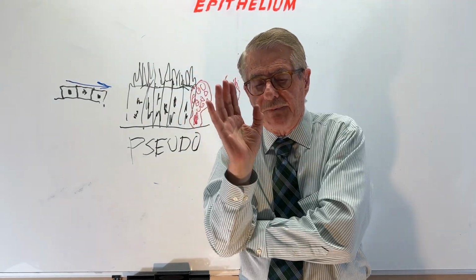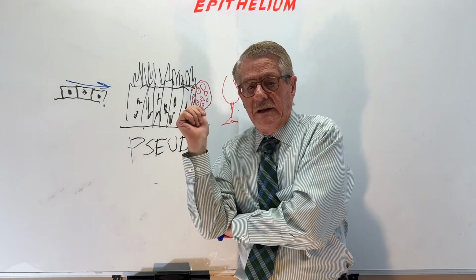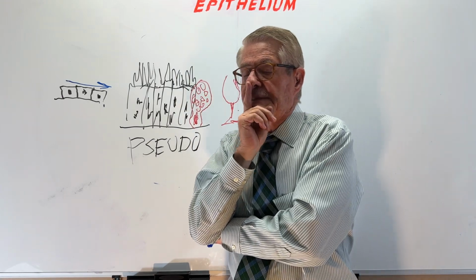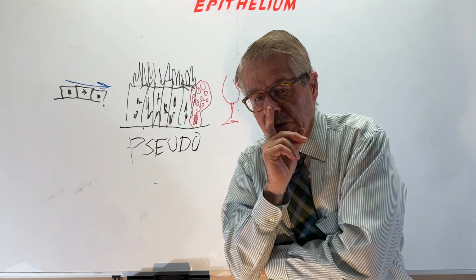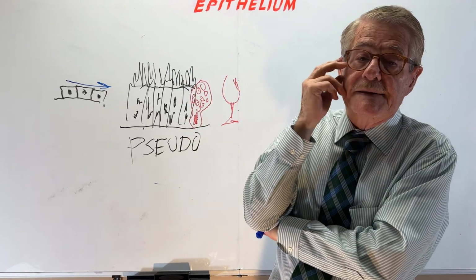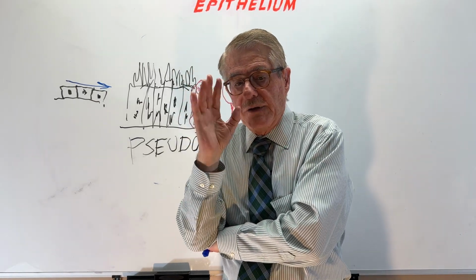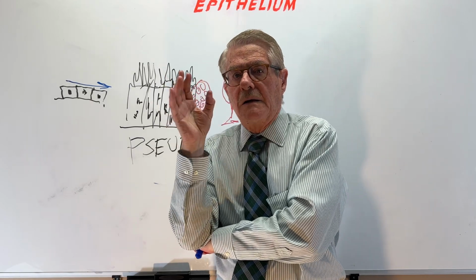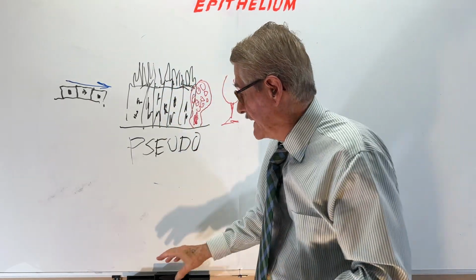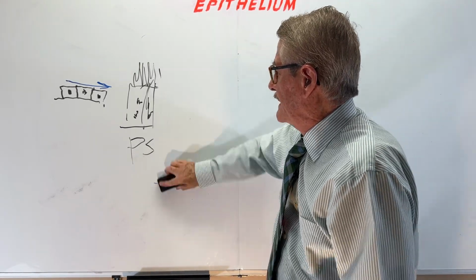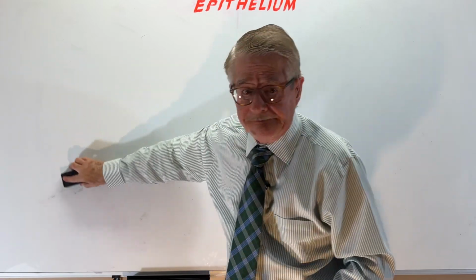Now, watch out. The goblet cells are not only present in the respiratory epithelium. They are present in the small bowel and the large bowel, and even in odd places such as the conjunctiva. So the goblet cells are not a trademark of the respiratory epithelium. Okay. Now, just trying to move ahead a little bit.